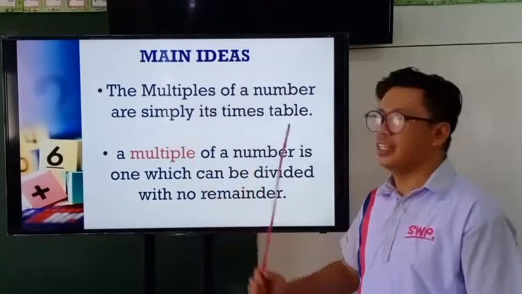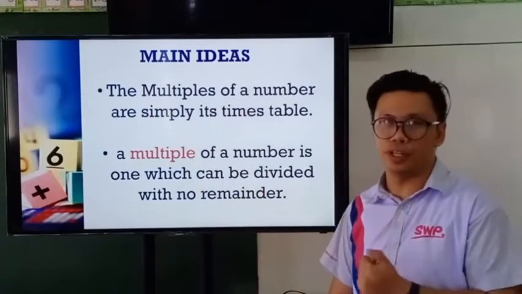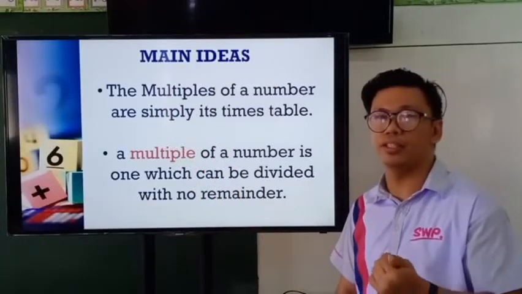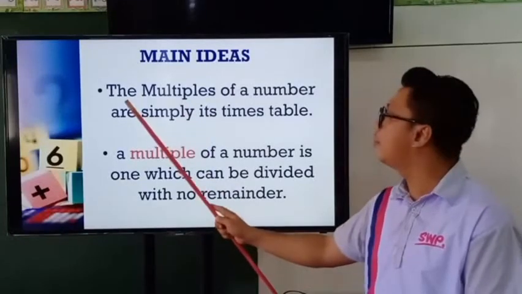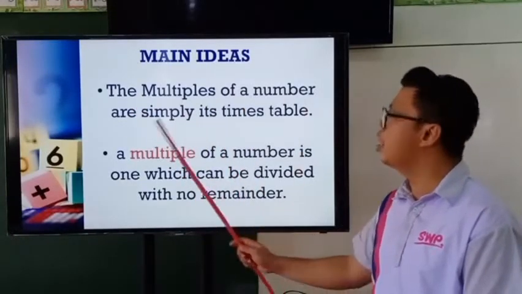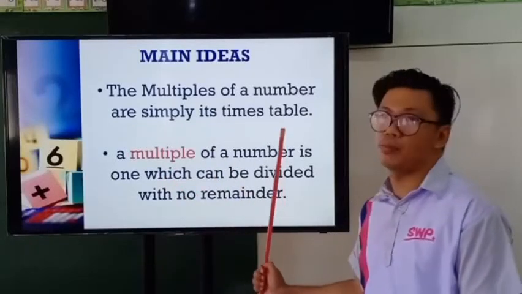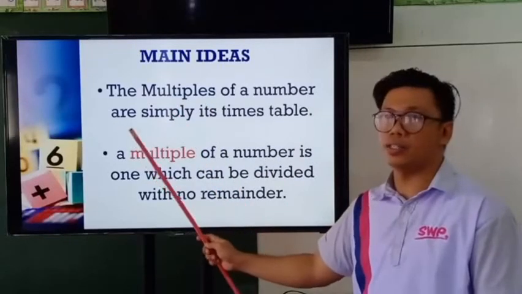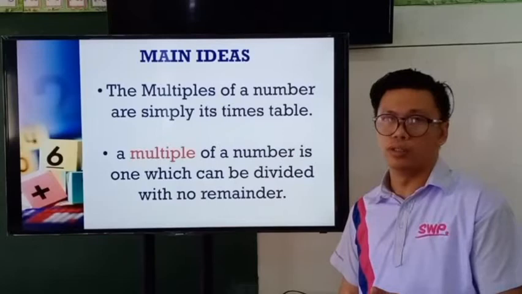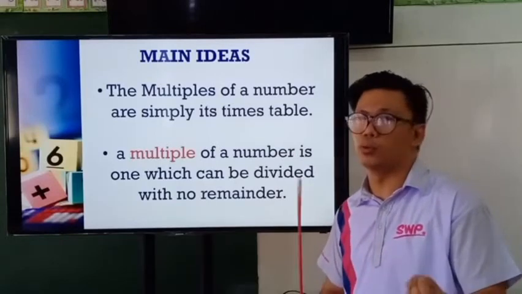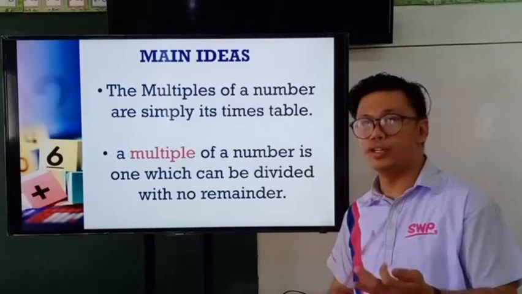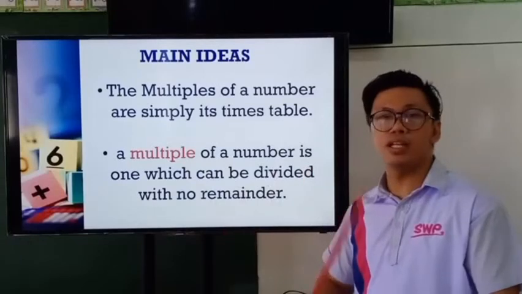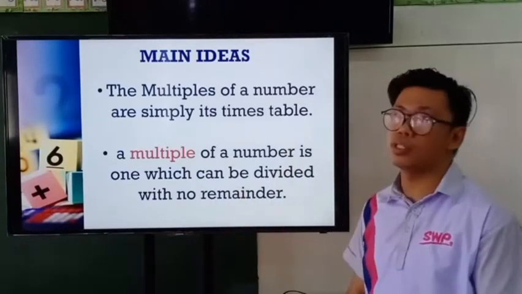Okay, before we end this topic, let's have a review first. The main ideas that we discussed are, number one, the multiples of a number are simply its times table. Again, the multiples of a number are simply its times table. So what are the times tables? We have here 1 times 2, 4 times 4, 4 times 5, 7 times 1, 7 times 2, 9 times 3, 9 times 2. That is what we call the times table.